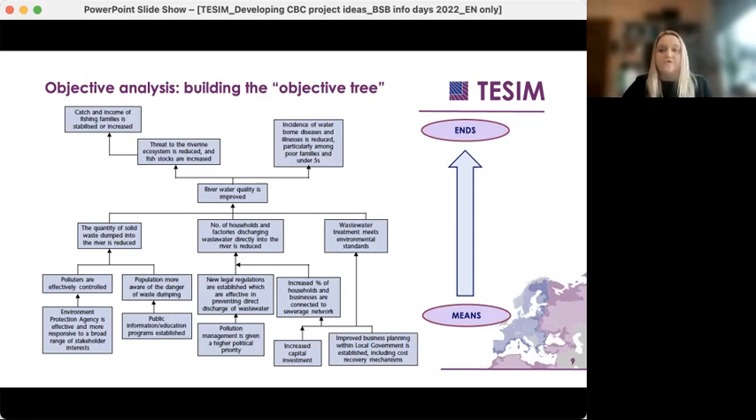And the same goes for the effects as well. For example, the one on the fishermen losing their income now becomes catch and income of fishing families is stabilized or increasing. And you repeat this until all previously formulated problems are converted into objectives. And with this process, you get closer to the structure of your future project.